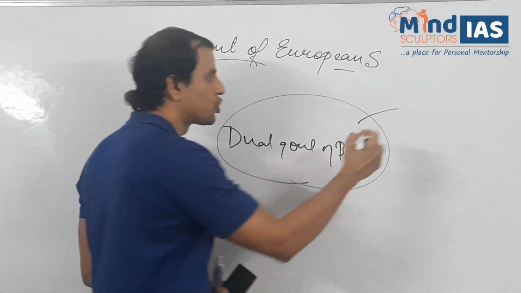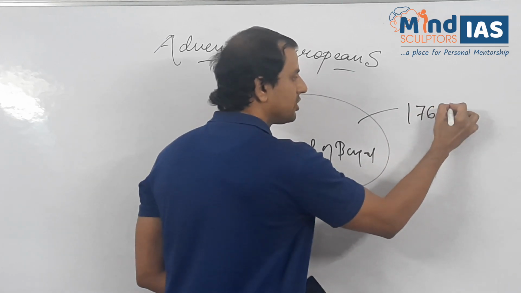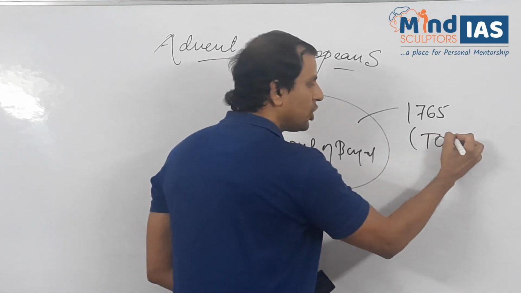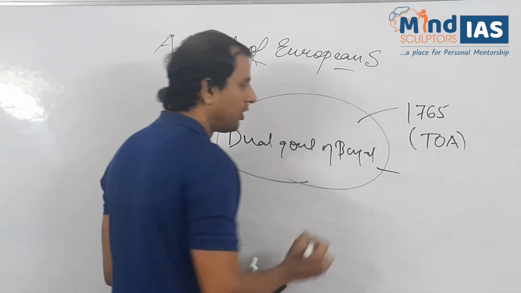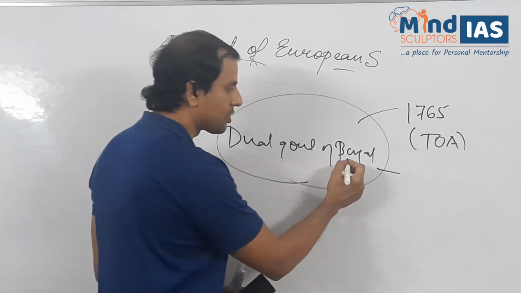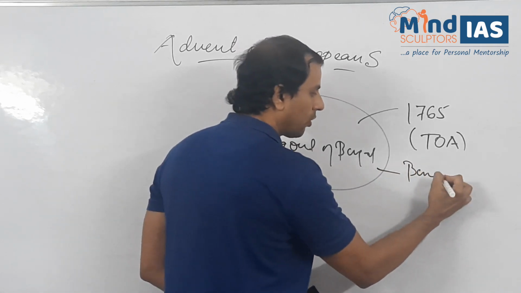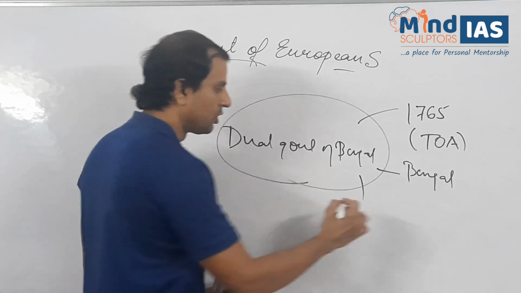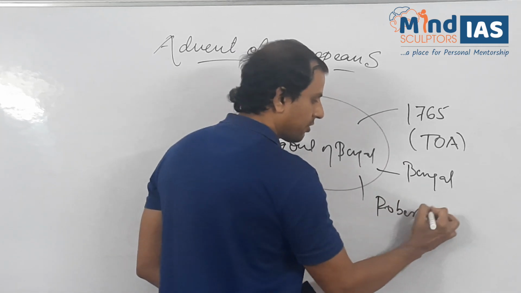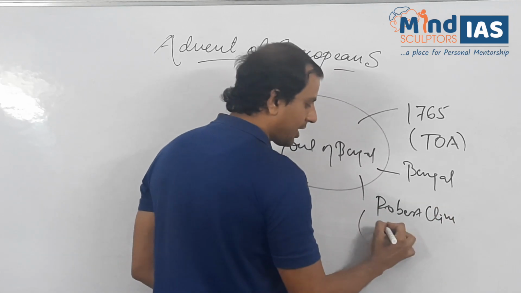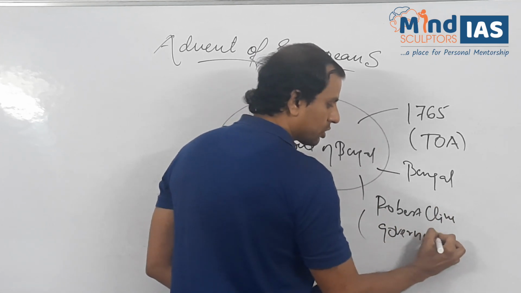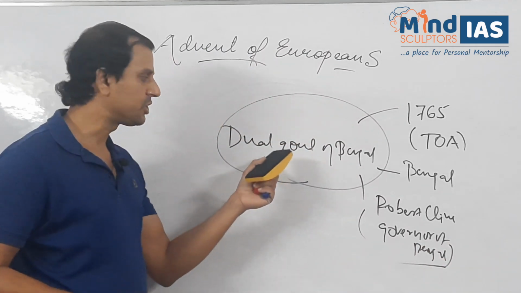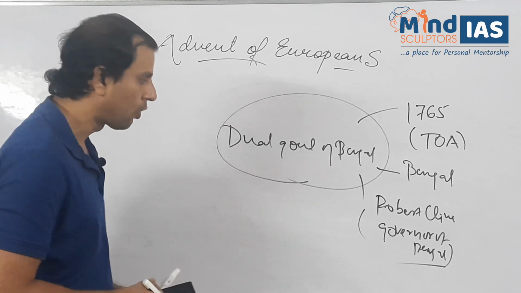First, it was introduced in the year 1765. It was introduced after the Treaty of Allahabad. Now, where was it introduced? As the name suggests, Bengal. Who played an instrumental role in its introduction? Robert Clive. Robert Clive at that time was governor of Bengal. Now, what were the features of dual government of Bengal?